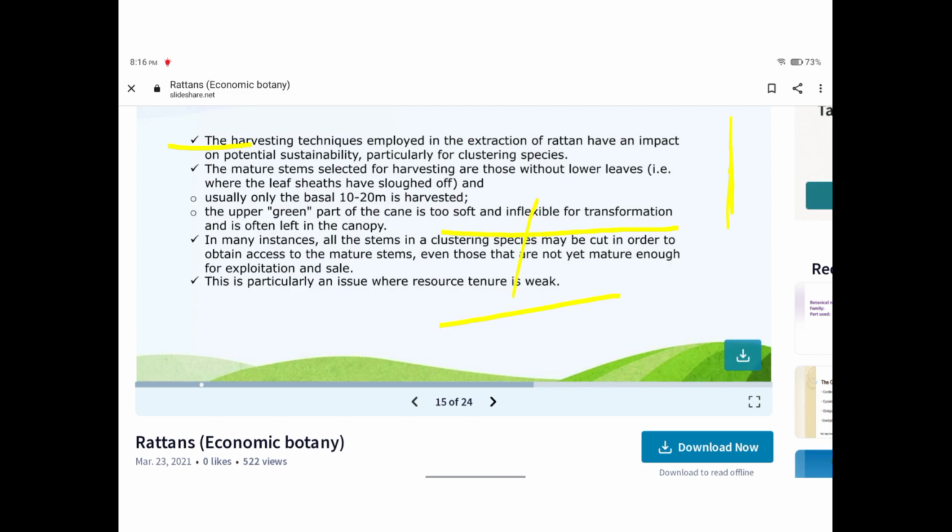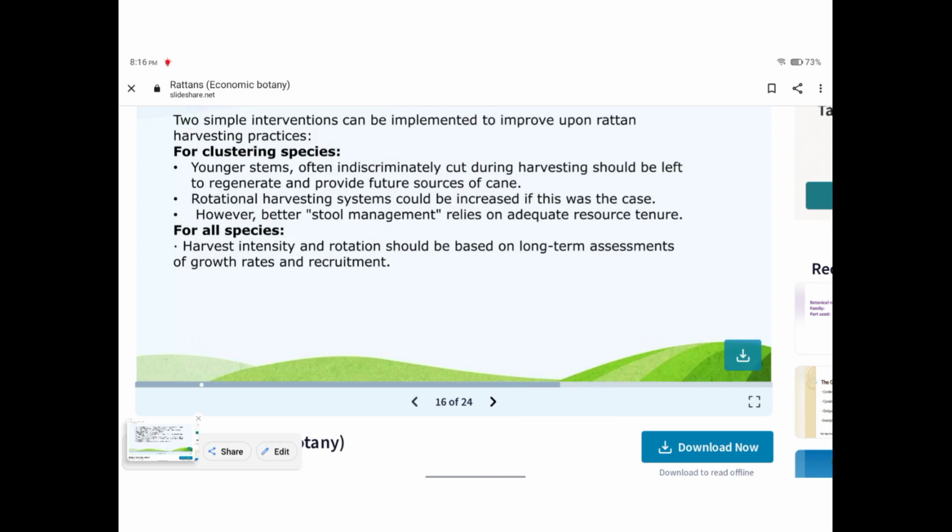Sometimes when the plant is not mature, we need the mature parts, but to access the mature part, sometimes we cut the immature part also. Types of intervention can be implemented to improve the harvesting practice, because during harvesting the immature part is also cut to access the mature part, since they are in a cluster.